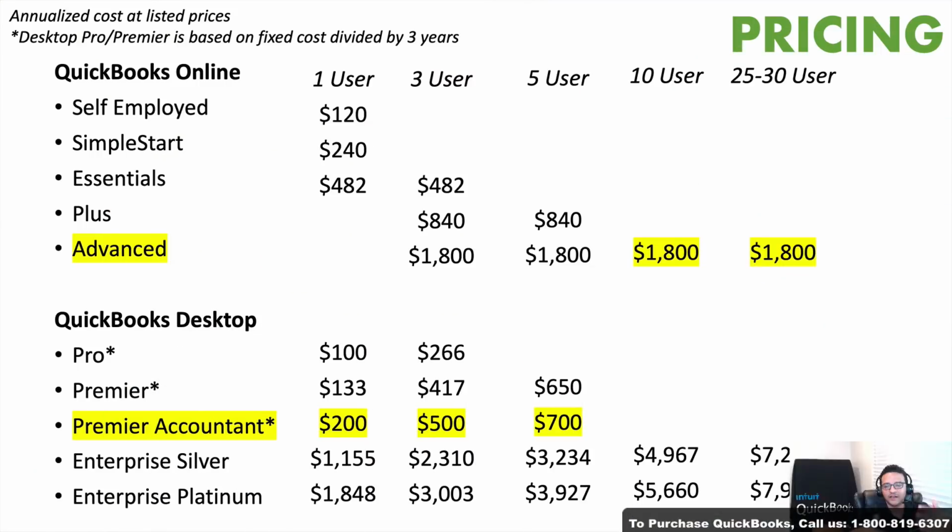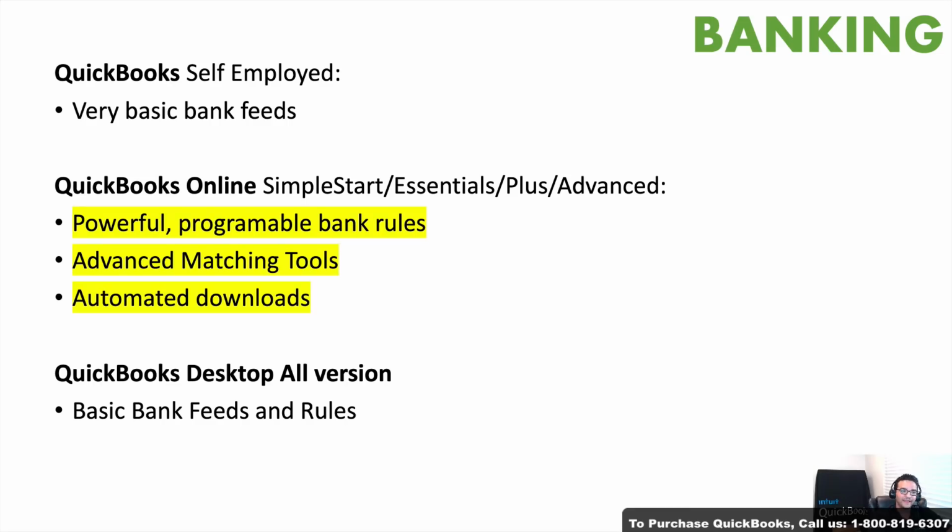Now, across all platforms, dollar to dollar, I would say bang for the buck, the clear winner here is going to be QuickBooks Premier Accountant from the 1 to 5 user range, and QuickBooks Online Advanced on the 6+ to 25 user range. Now, as we get deeper and deeper into the features, you realize why I selected those in terms of bang for the buck. So moving on to banking.